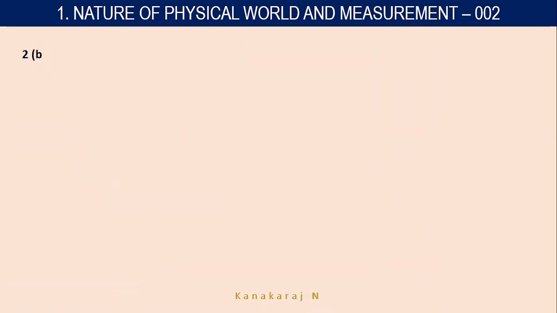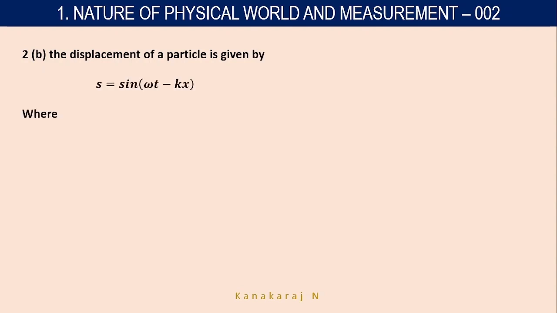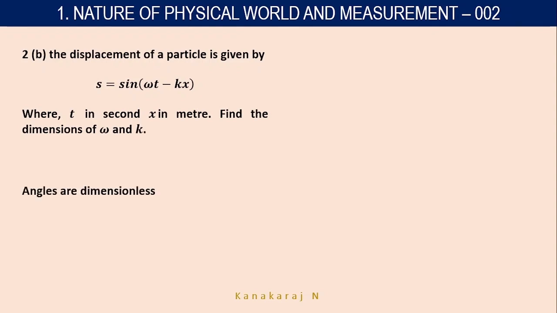Let us go for the second problem. The displacement of a particle is given by S is equal to sin of omega t minus kx, where t in second, x in meter. Find the dimension of omega and k. Angles are dimensionless. So omega t minus kx is dimensionless. Here omega t is dimensionless, kx is dimensionless.